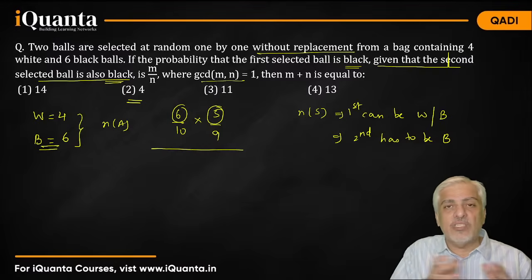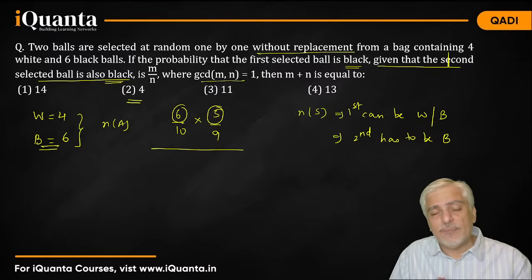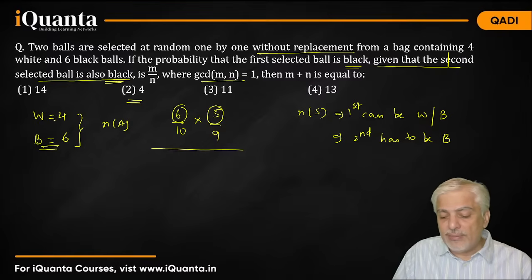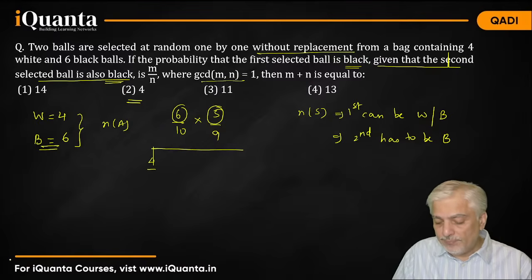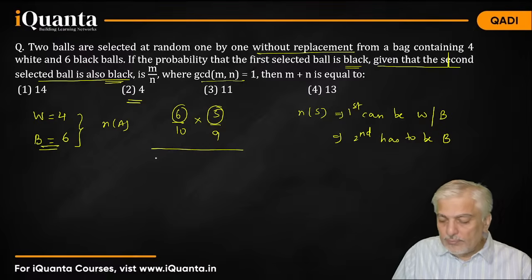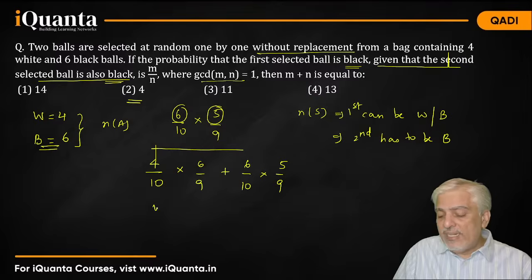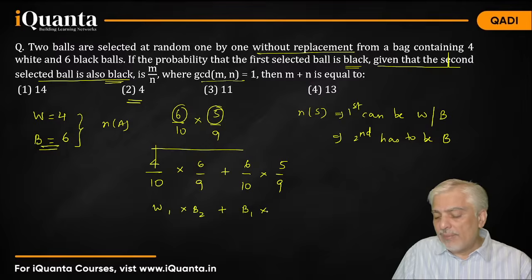Okay, now I'll have 2 cases. First white, second black. First black, second black. So what will be the case of first white? First white will be 4 by 10 into 6 by 9, plus 6 by 10 into 5 by 9. This is white followed by black, or black followed by black.